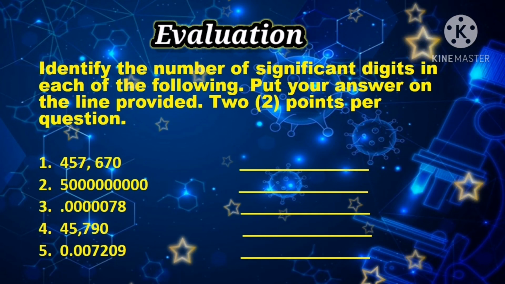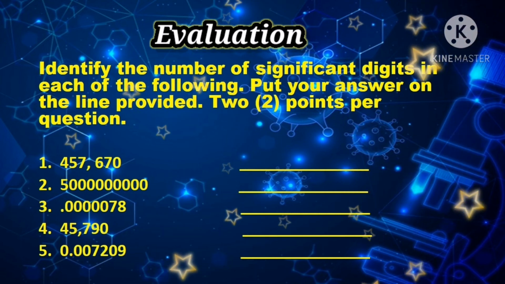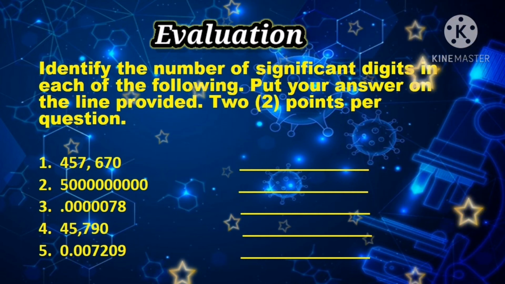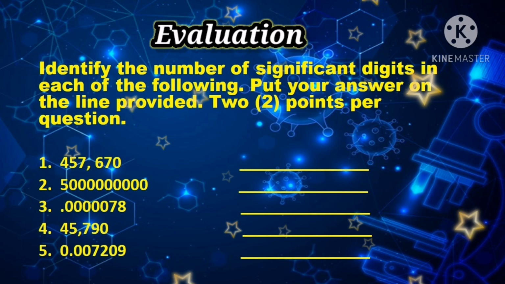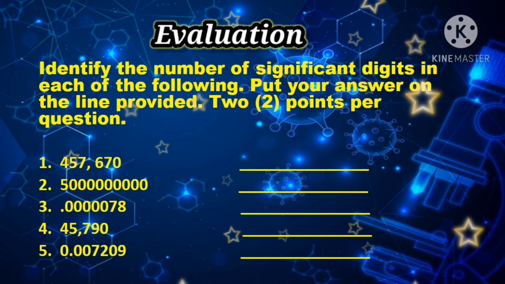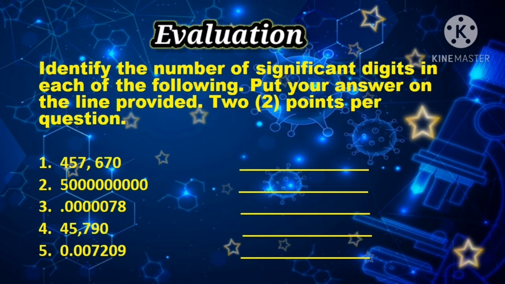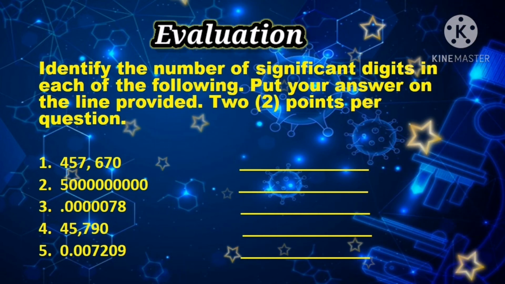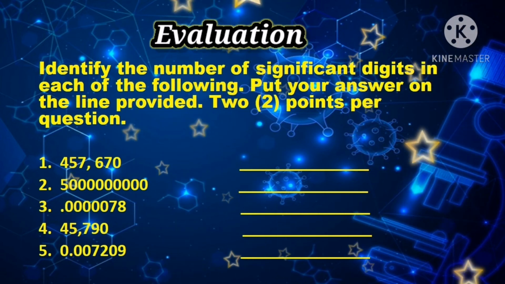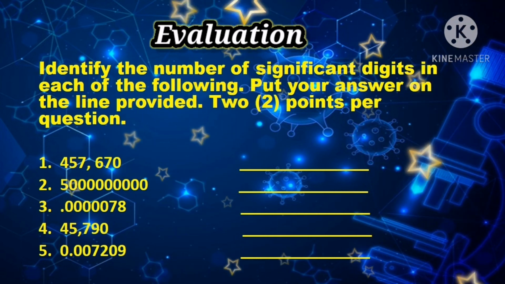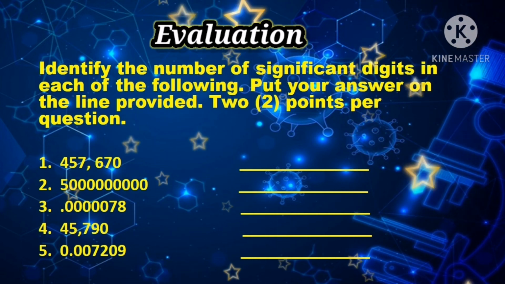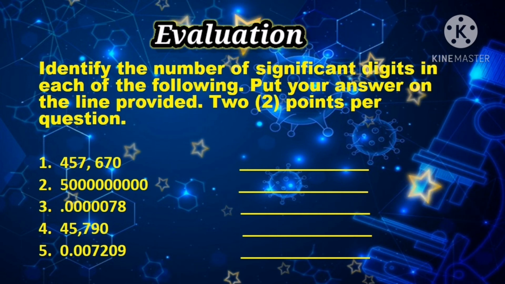Learners, at this point of time, let us test new learning skills. Try to answer the following question. Then you have to identify the number of significant digits in each of the following. Put your answer on the line provided. 2 points per question. Learners, keep calm and good luck on your quiz.